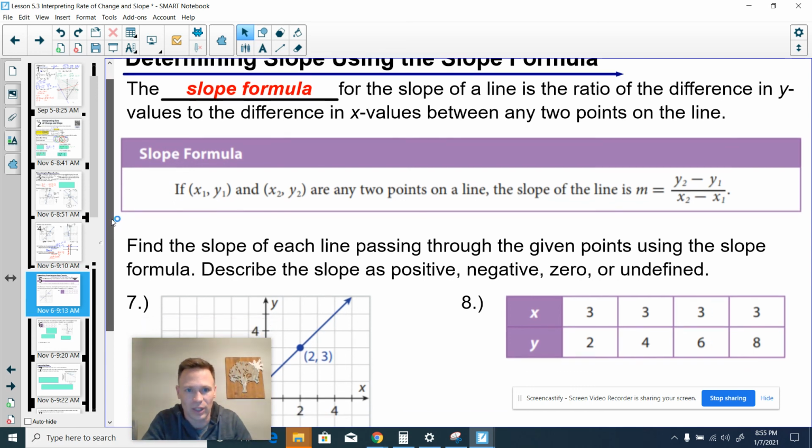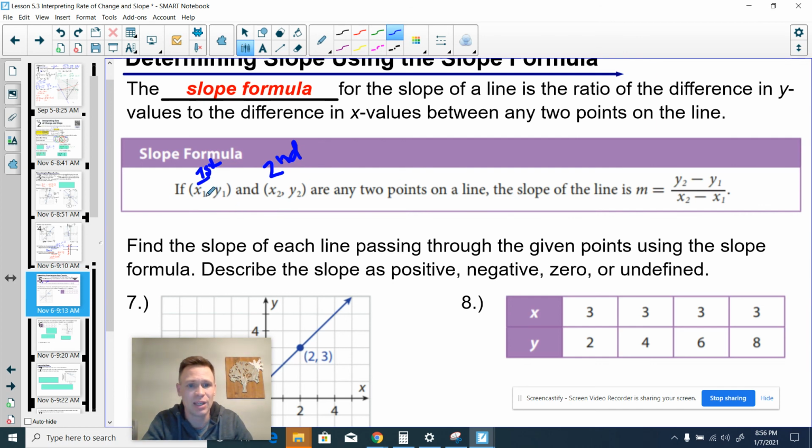Now, this formula looks like it could be complicated, right? It's like an x and a 1 and a y and a 1. But here's what it's doing. It's saying that this is the first point that you're going to use in the formula, and this is the second point that you're going to use in the formula. And then because it's the first point, we're just going to say, well, this is the x value for the first point, and this is the y value for the first point. And then when you get to the second point, you say, well, this is the x value for the second point, and this is the y value for the second point. And so you organize that in the slope formula. And the slope formula is y2 minus y1 over x2 minus x1.